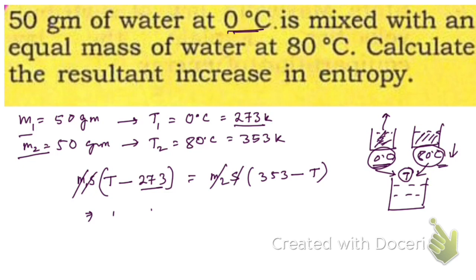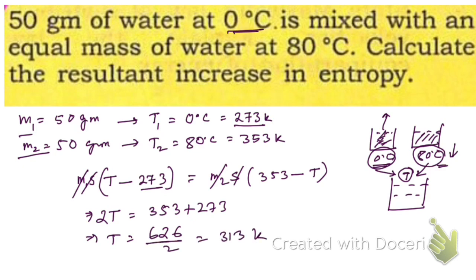So if we simplify this, then we're going to get temperature T is equal to 313. Because after simplifying this, we get 2T equals 353 plus 273, so T will be equal to 626 divided by 2, that's going to be 313 Kelvin. That's what we're going to have, right? So now let me go to the next slide.